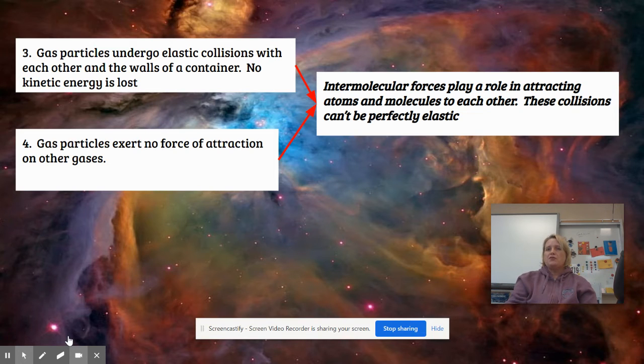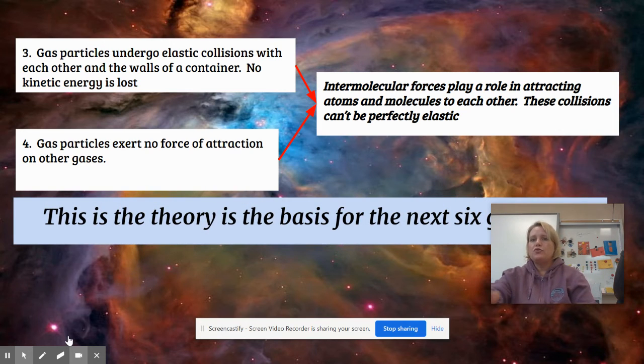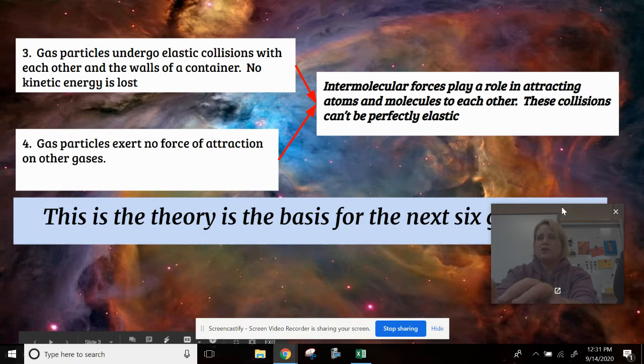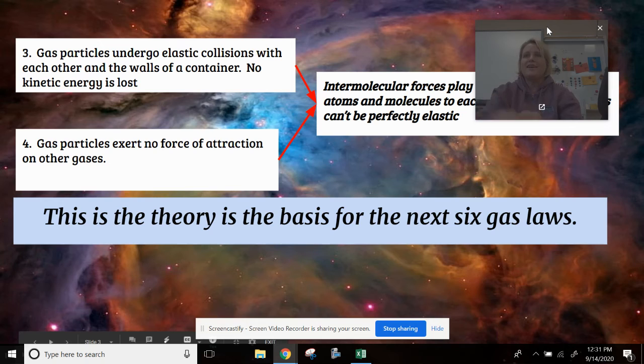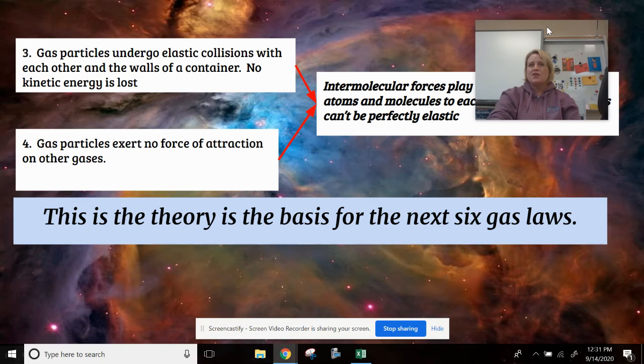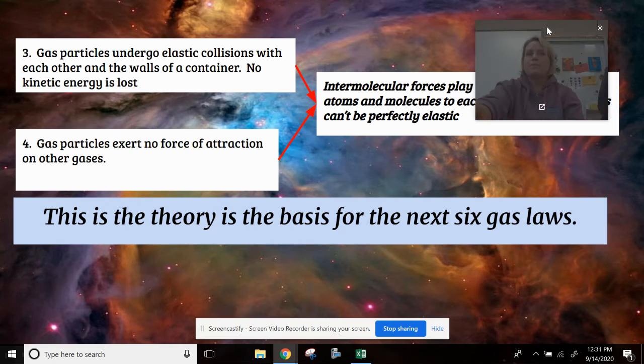So here's what we're left with. We're left with the fact that we are basing kinetic molecular theory off of these four postulates, and those four postulates are going to drive our next 6 gas laws. So how can they derive those next 6 gas laws when we can refute all 4 postulates? And this is my connection to your TOK.